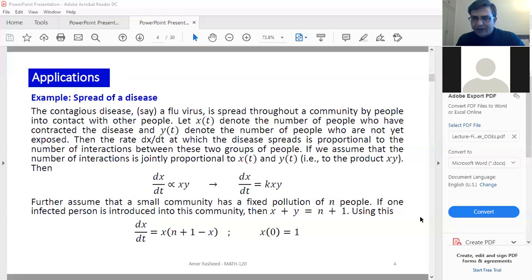There's a question in the chat window. If it is jointly proportional, should we have two different constants of proportionality? Yes, you can have two, but the product of two constants is a constant. So ultimately we get only one constant. I hope that answers the question.